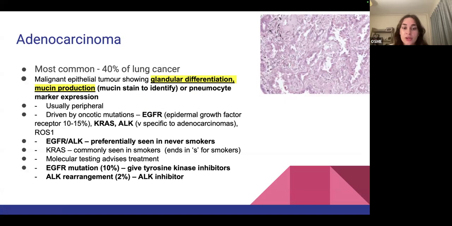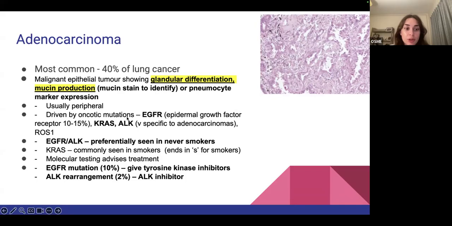And if the question is mentioning that the sample they've biopsied has glandular differentiation and mucin production, think adenocarcinoma. Adenomas are glandular tissues, and they might mention that there's a mucin stain, or pneumocyte markers. It tends to be more that they'll mention glandular differentiation and mucin production.